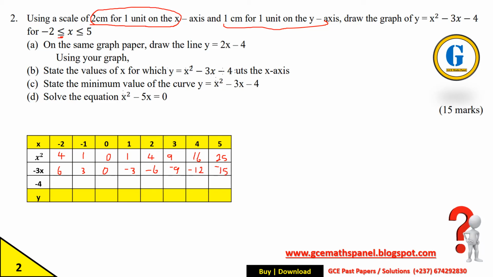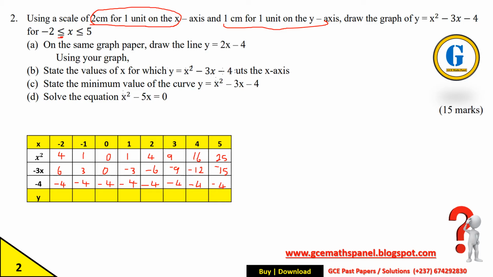Now, this last term is a constant, so we just add it all through. So we have negative 4, negative 4, negative 4, negative 4, negative 4. We just add it up to the end, negative 4 all through. Now, these other parts have been made yellow because sometimes when students are adding, maybe because of low voltage or hunger or what, I don't know, they end up adding what is on these yellow lines. So what's on this x row, you don't add it. What's on this y row, you don't add it as well. Okay, so take note of that.